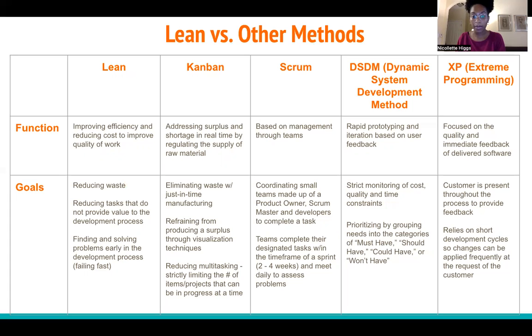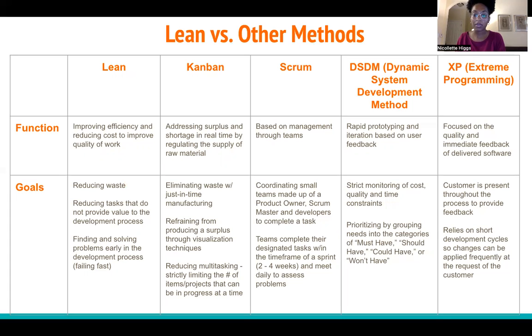In Scrum, this is based on management through teams. So a small team will coordinate with about 3 people to complete a task. And the task will be completed in a time frame of a sprint, which is about 2 to 4 weeks. And within that time frame, they'll meet daily to assess any problems that they're seeing.